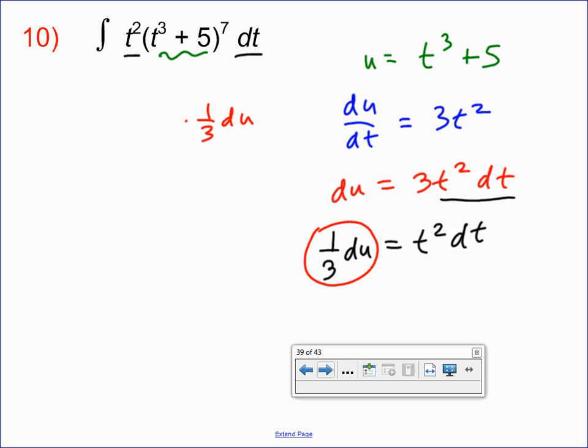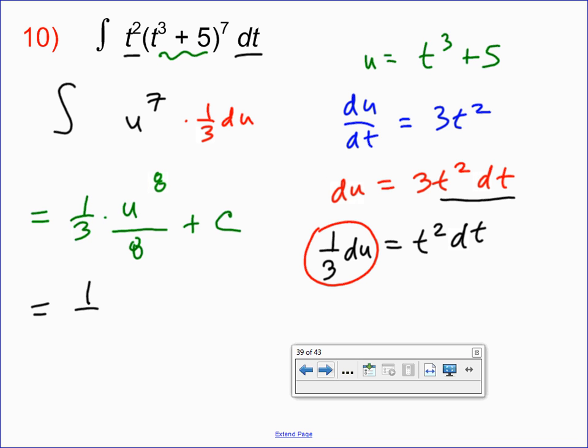What am I going to plug in for the squiggle underlined green? I'm going to plug in u, so I'm getting u to the 7th. So isn't this just a power rule? I'm going to integrate u to the 7th. So I'll grab my constant 1/3 and put it out front. I'll integrate u to the 7th and get u to the 8th over 8, bless you, plus c. So I get 1/24 quantity t cubed plus 5 to the 8th plus c.